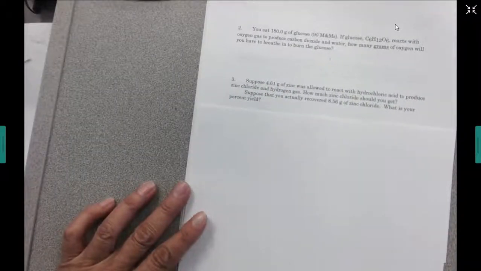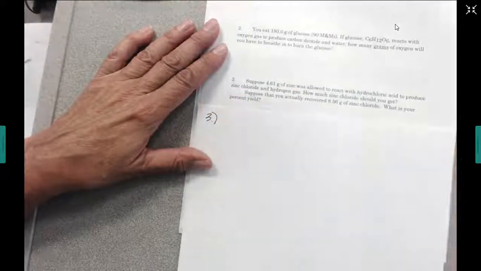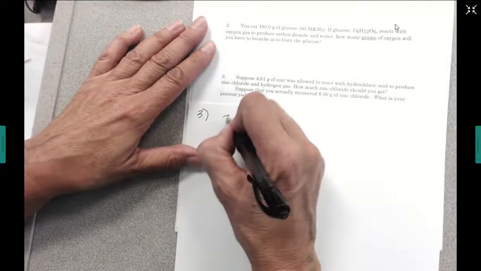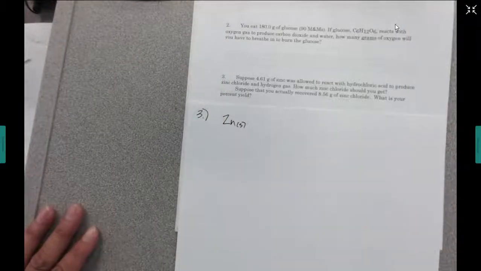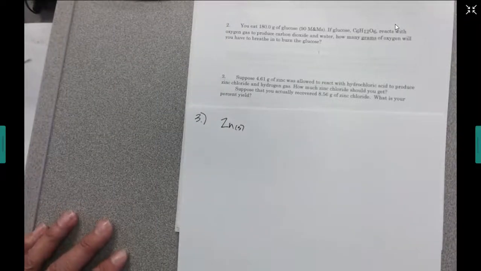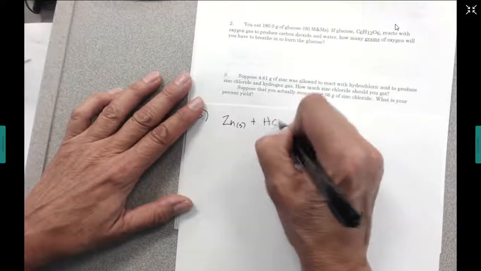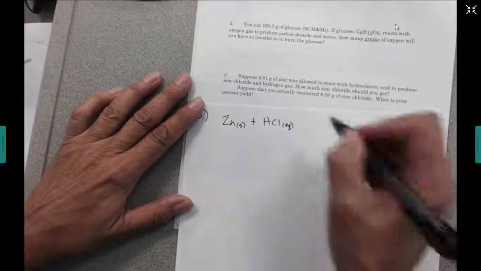Let's try number 3. Look at number 3. All right, number 3 says, suppose 4.61 grams of zinc. All right, so we got zinc, which, since it's a metal, is going to be in solid state, was allowed to react with hydrochloric acid, good old HCl, aqueous solution, to produce zinc chloride.